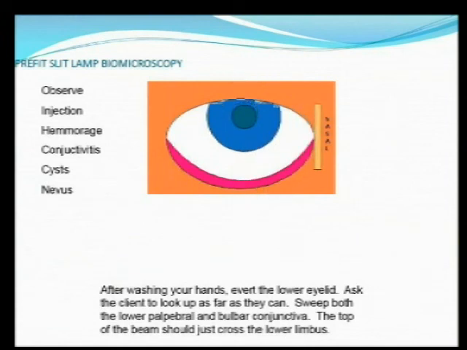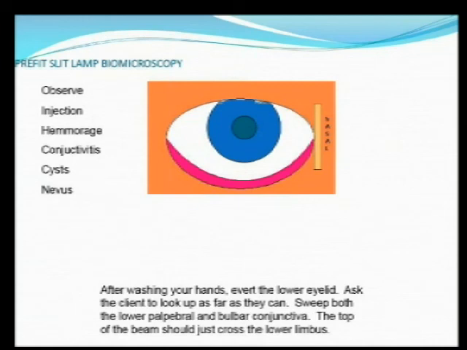Okay, and the kind of things that you would look for is injection, where the blood vessels are dilated larger than they normally would be. A hemorrhage, where one of the vessels is ruptured, conjunctivitis, which again could be bacterial, viral, allergic, any conjunctival cyst, or any nevi that you might see.